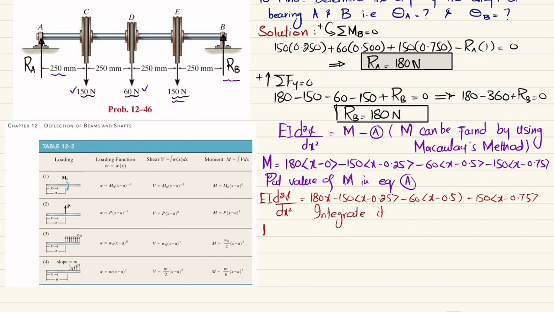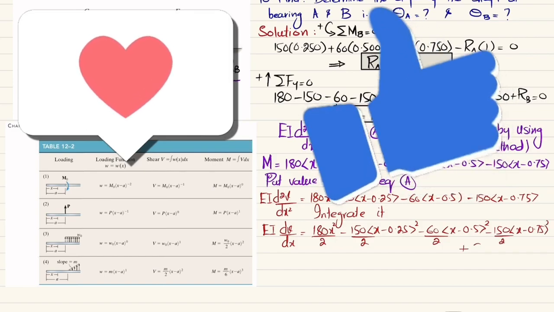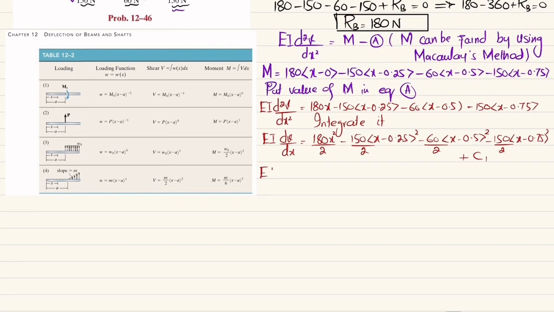What we will get is EI dv/dx equal to 180 x square over 2 minus 150 into x minus 0.25 whole square divided by 2 minus 60 into x minus 0.5 whole square divided by 2 minus 150 into x minus 0.75 whole square divided by 2, plus a constant of integration, C1. So this will be EI dv/dx equal to 90x square minus 75 into x minus 0.25 whole square minus 30 into x minus 0.5 whole square minus 75 into x minus 0.75 whole square plus C1. Let this be your equation number 1.